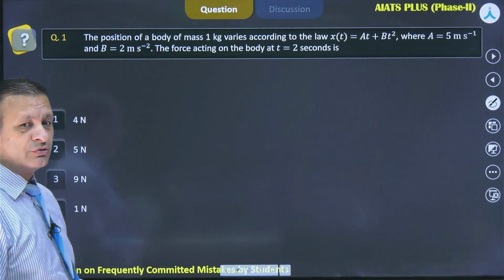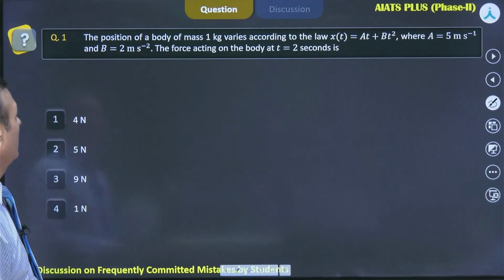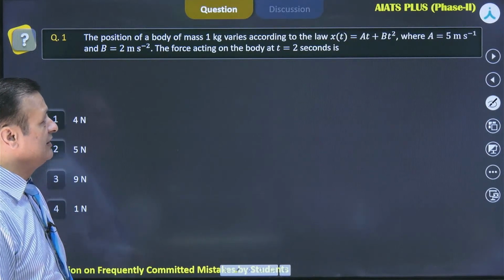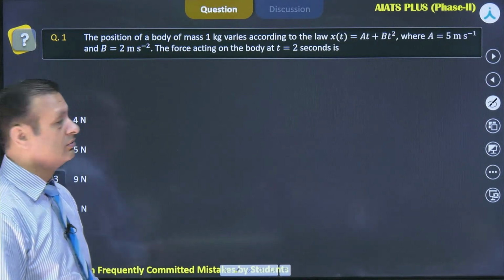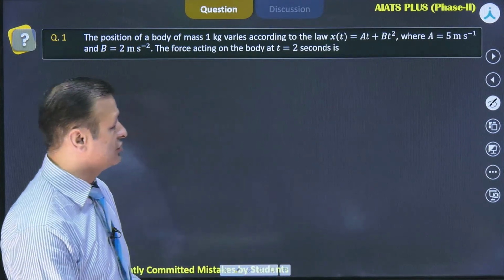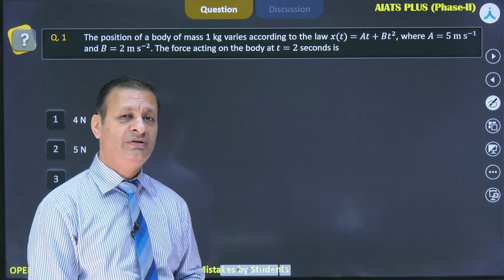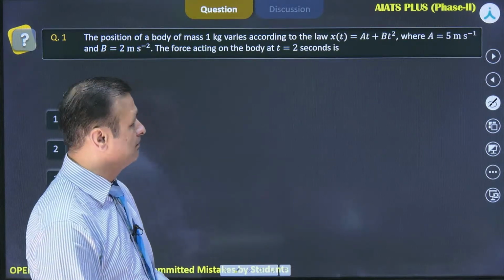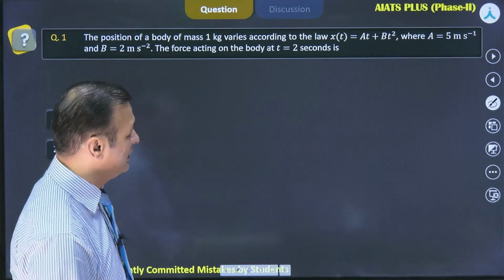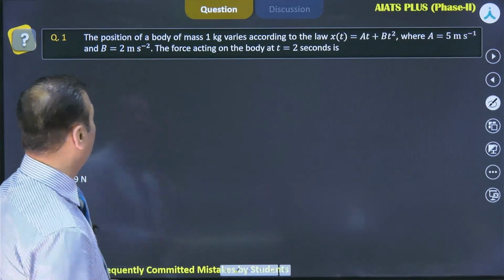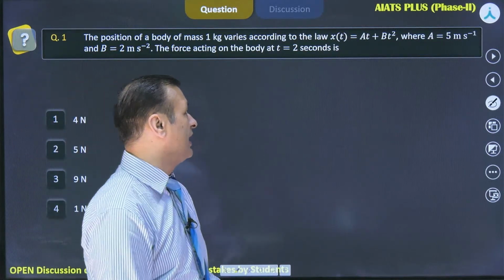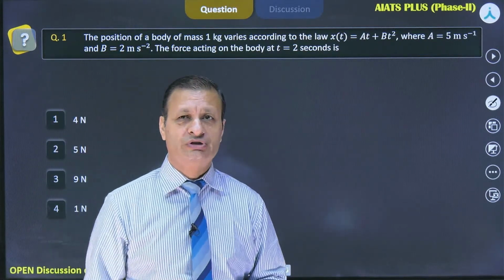Now the very first question says, the position of a body of mass 1 kg varies according to the law, and this law is basically x(t), where x(t) stands for position as a function of time, is equal to At plus Bt square, where A is 5 meter per second and B is 2 meter per second square. The force acting on the body at t equal to 2 seconds is.